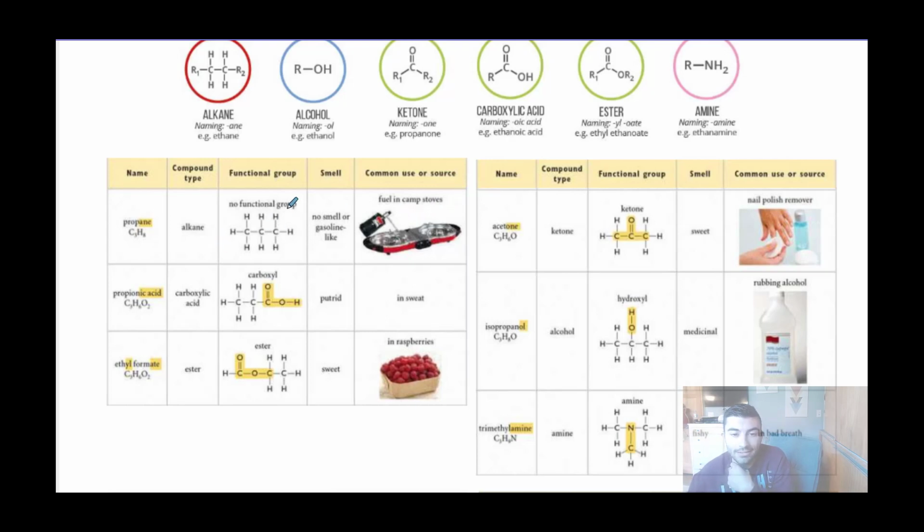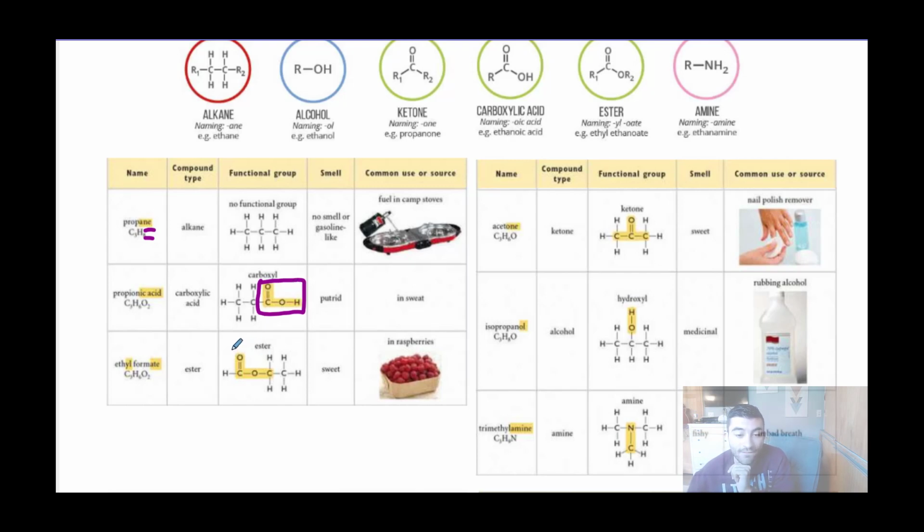So alkanes, I know it says no functional group. The functional group really is the fact that it's just carbon and hydrogen atoms all single bonded. Propane molecules, their names will end in ane, and most of them have a gasoline-like smell. Carboxylic acids, here's their functional group highlighted in yellow. It's a carbon double bonded to an oxygen, single bonded to an oxygen and H, always found at the end of a molecule. Those molecules are most likely putrid smelling, and they end with ic acid.